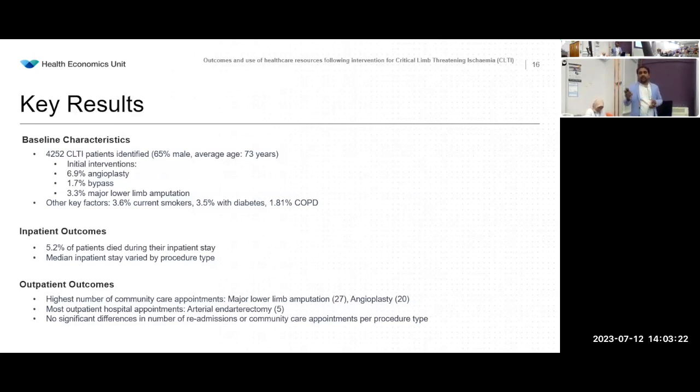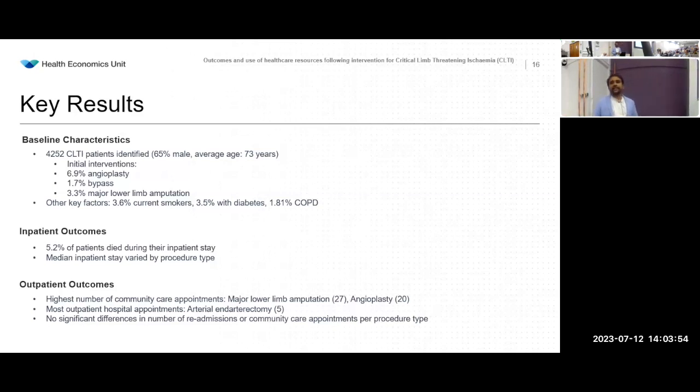And what was the outcome for the outpatients? There was the highest number of community care appointments. In particular, we found the community care appointments were highest for major limb amputation, with an average of 27 appointments, followed by angioplasty with 20. Most outpatient appointments were related to arterial endarterectomy, with an average of 5.